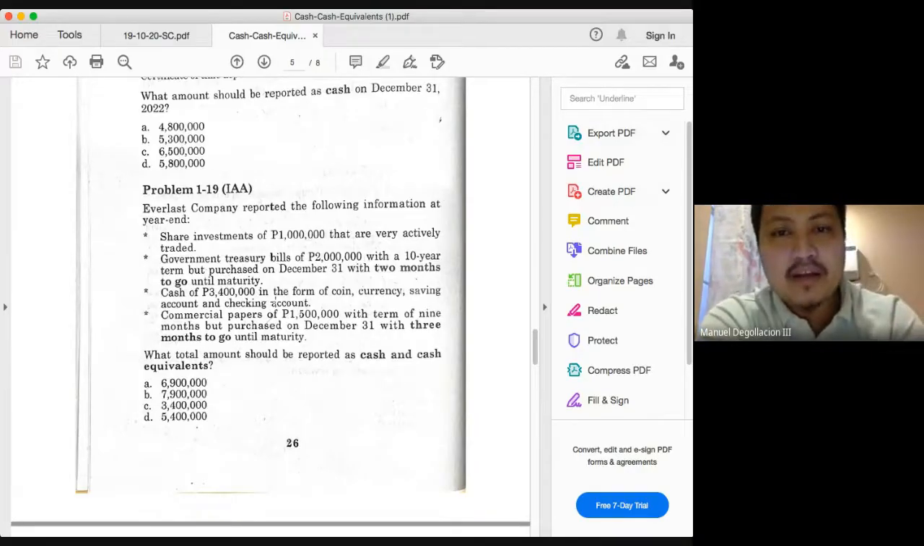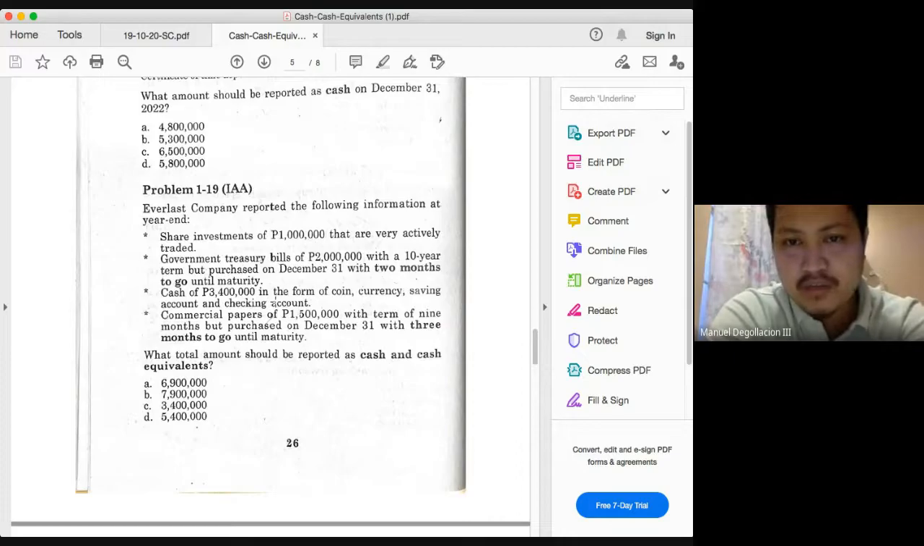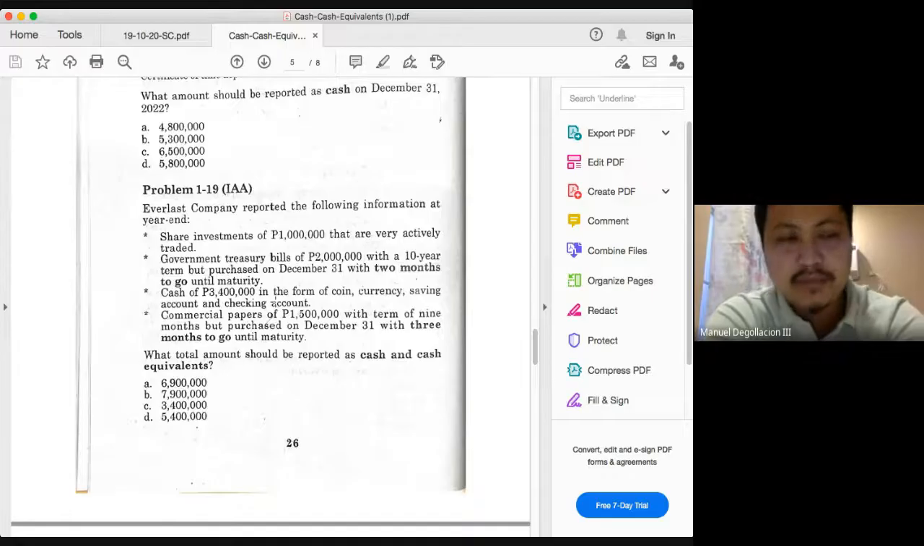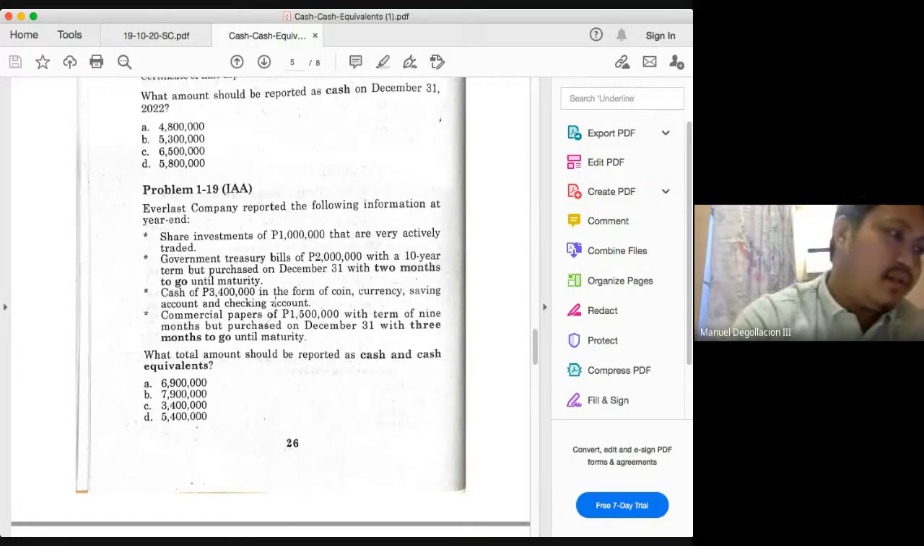So we will add the 2 million, the 3,400,000, and the 1,500,000. This will give us 6,900,000.